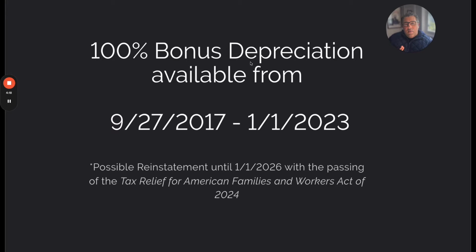There's currently a bill with the Senate. We're hoping it gets passed, which will reinstate a 100% bonus up until 2026. So it'll give us more runway to have maximum savings.